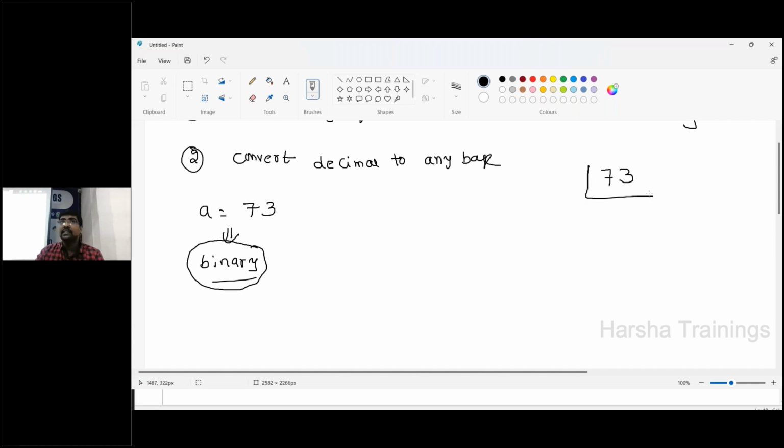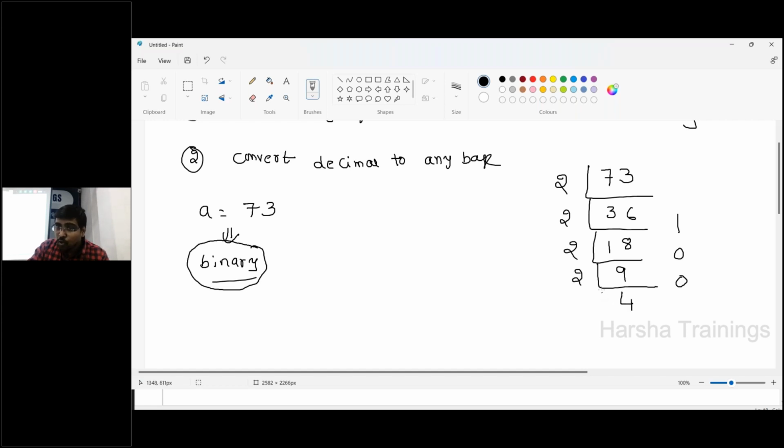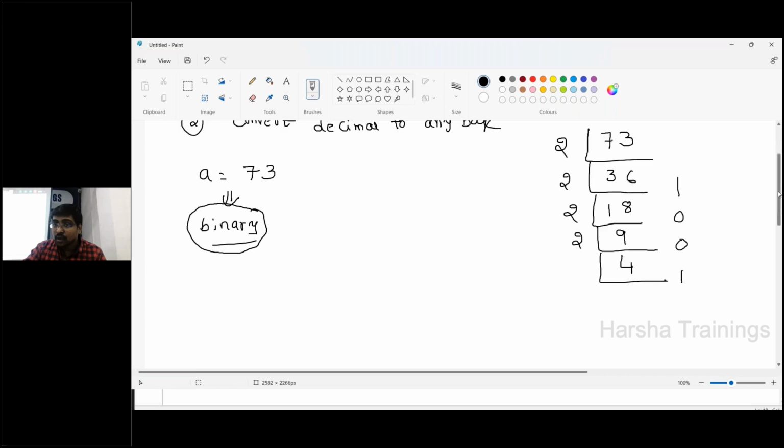Simply divide 73 by base 2. If you want to convert any decimal number to any base, divide the number by that base. So 73 is divided by 2. 2 36s are 72. The remainder is 1. Here I write down the remainder. 2 18s are 36. The remainder is 0. 2 9s are 18. The remainder is 0. 2 4s are 8. The remainder is 1.